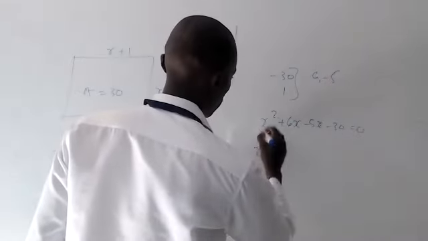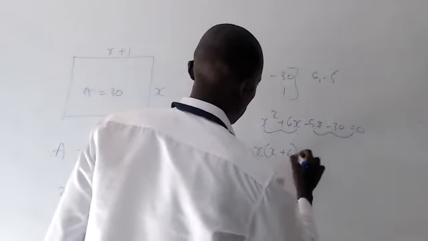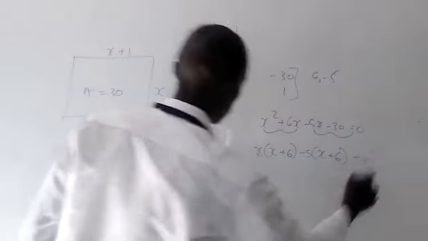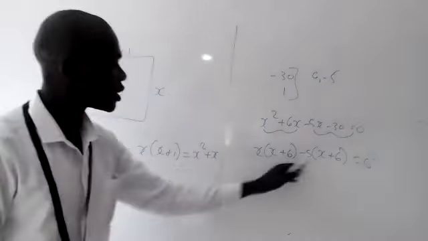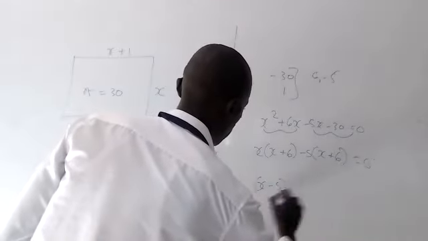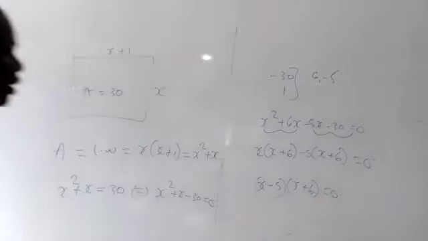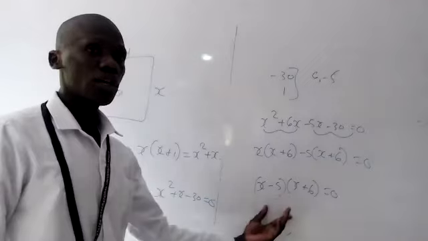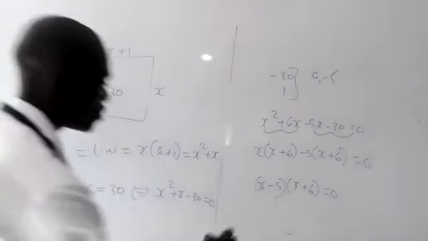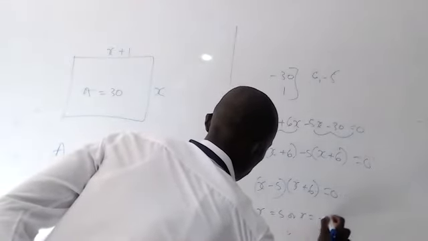Then factorize, so group these two. x into x plus 6, minus 5 into x plus 6, is equal to 0. Now x plus 6 is common, factor it out. We get x minus 5 times x plus 6 is 0. Now remember, the product of two real numbers is 0 if and only if one of them is 0. So that property gives that either x is 5 or x is minus 6.